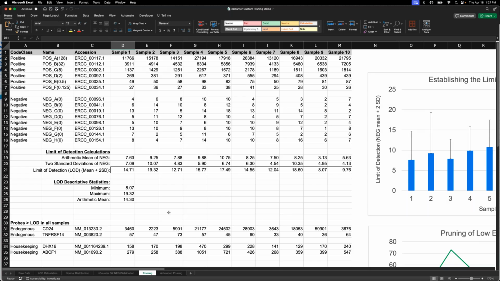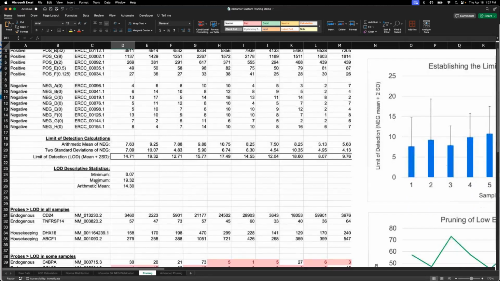And this is the same data, so there's nothing new here. I have the same calculations I did, this sample-specific limit of detection for each individual sample. And then what I wanted to show you, in order to create a frame of reference, is that there are 3 main classifications of probes that you need to think about when you're thinking about pruning of low expressors.